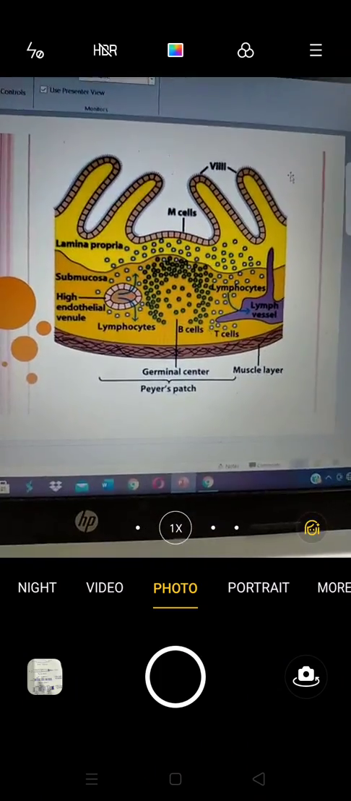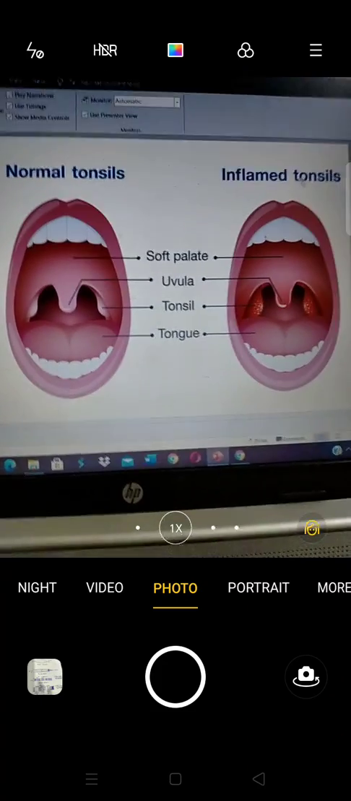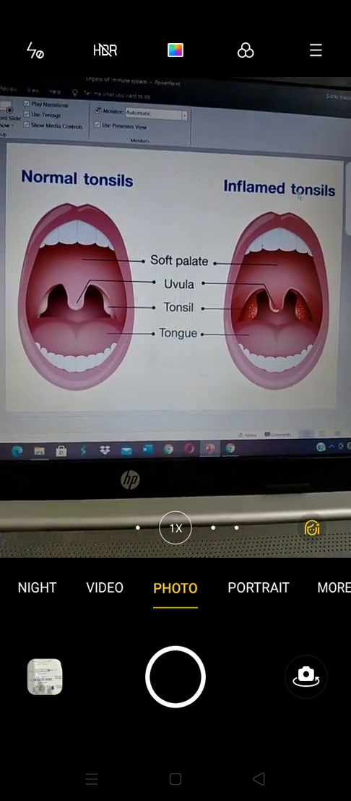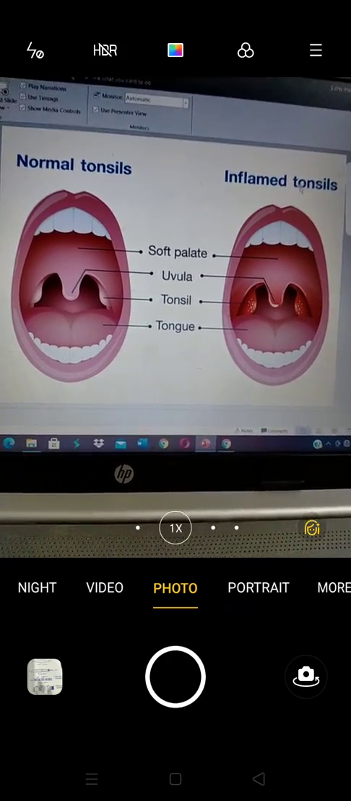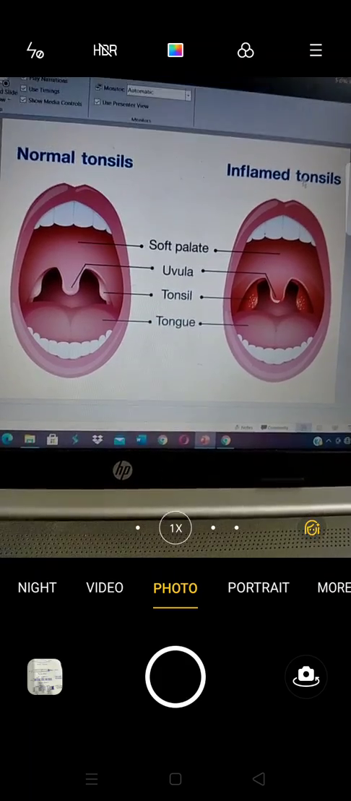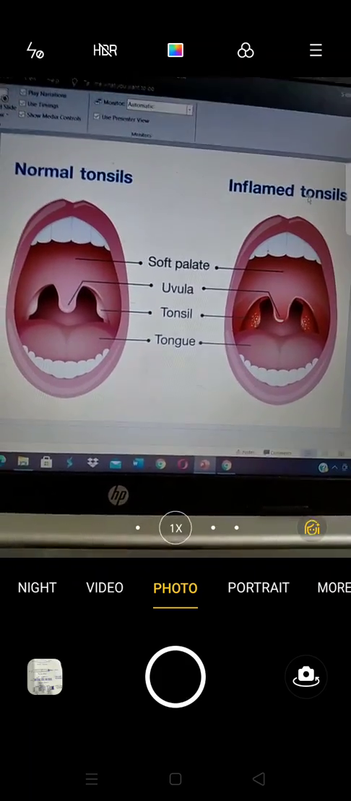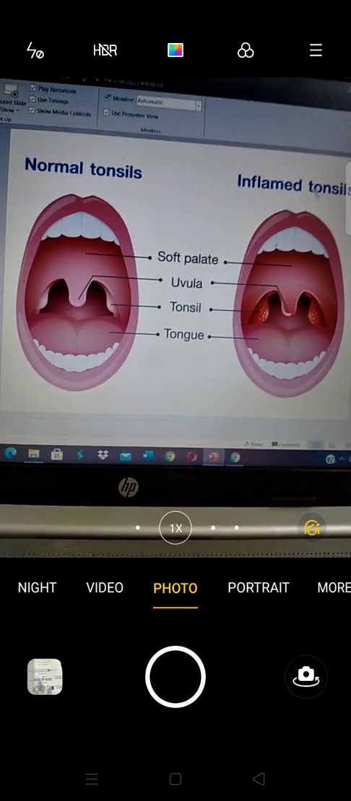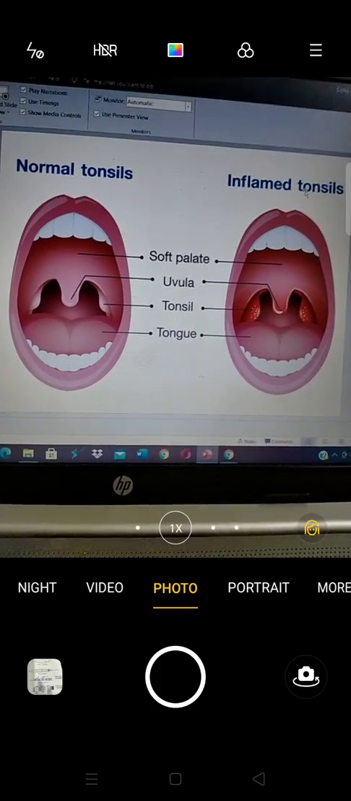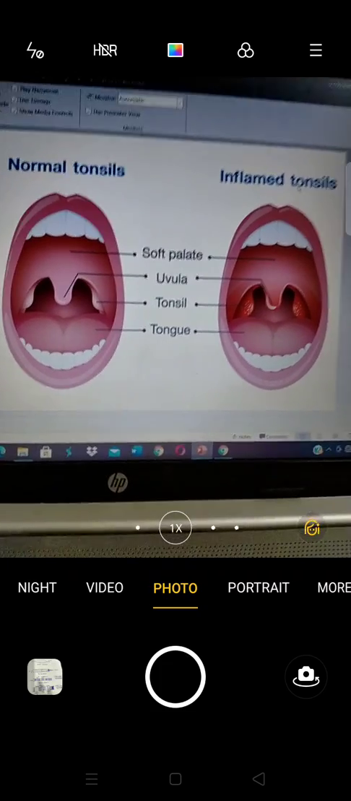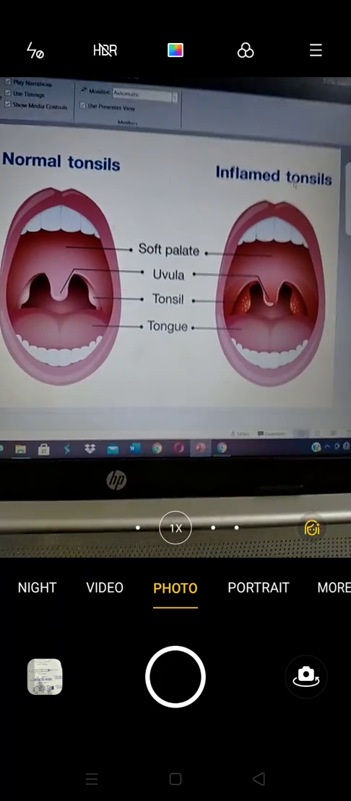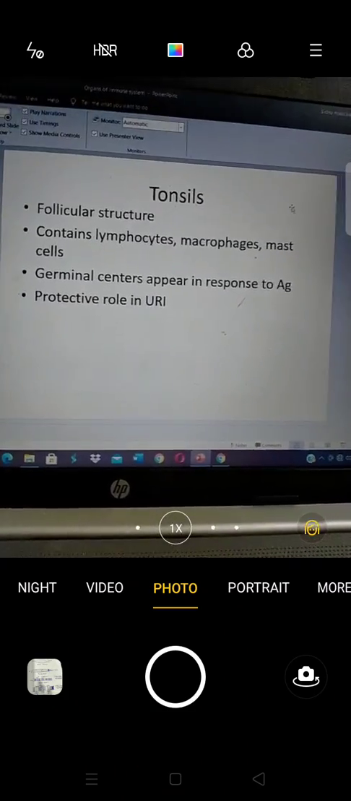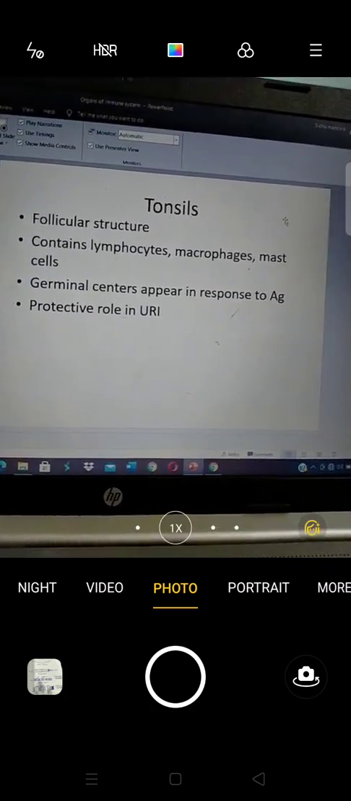Now we'll know the tonsils. Tonsils are lymphoid tissues encircling the pharynx. They are secondary lymphoid tissues. They form MALT, that means mucosa associated lymphoid tissue. They are very similar to thymus in the internal structure. They are rather larger in childhood and tend to diminish with age.